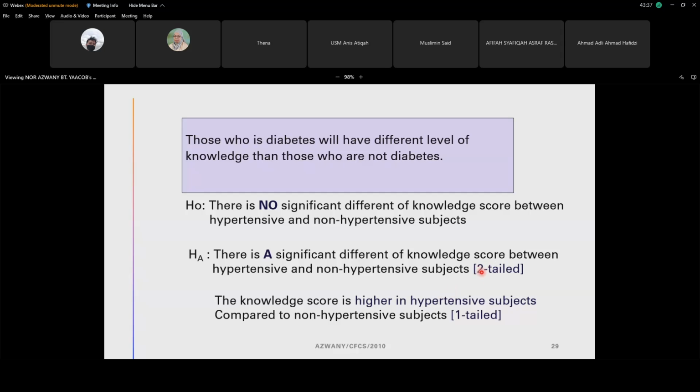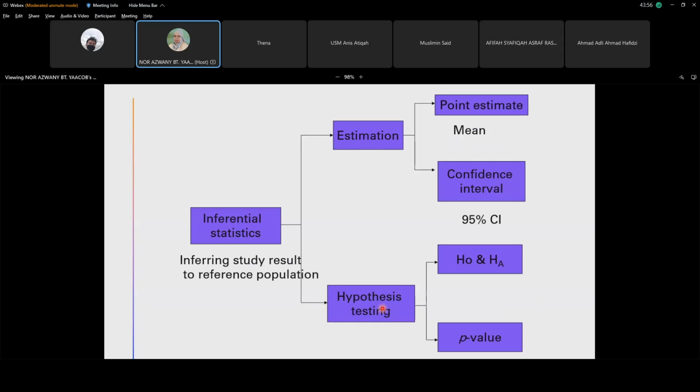Okay, so if two tail means that you didn't say the direction, so you just say that there is a difference. One tail means that you are saying that this group is higher than this group. That is one tail. You are giving the direction. Okay, so you can choose either to put in two tail or one tail. Then you have all these statistics.